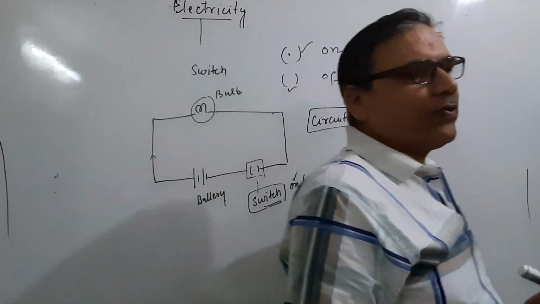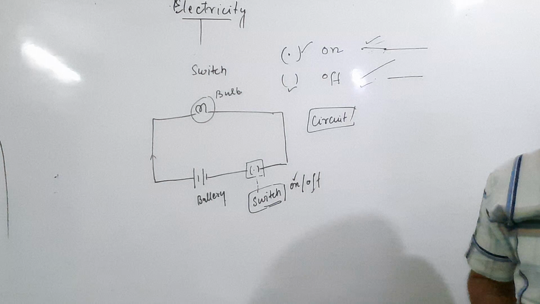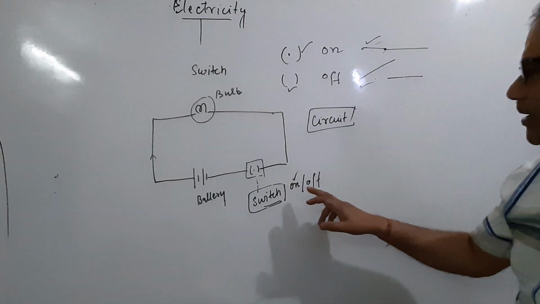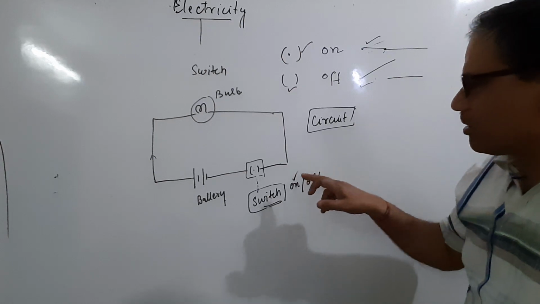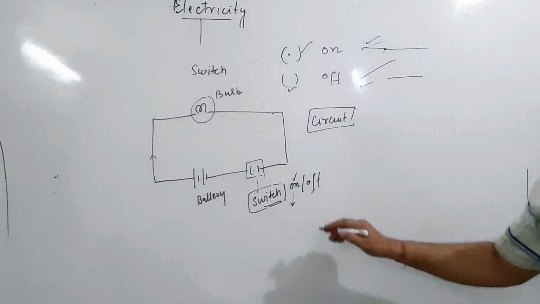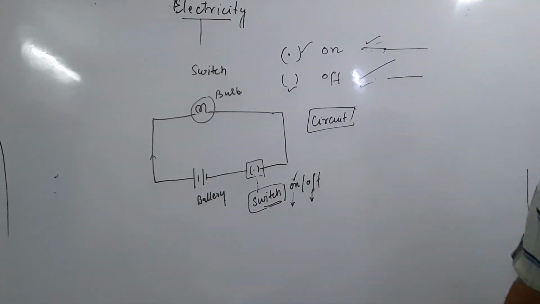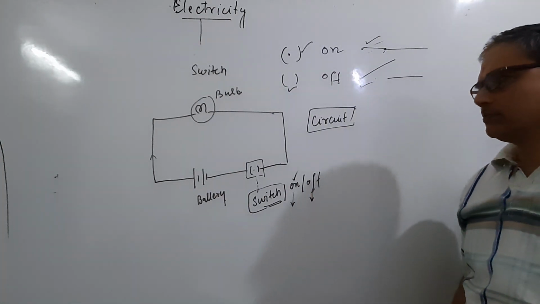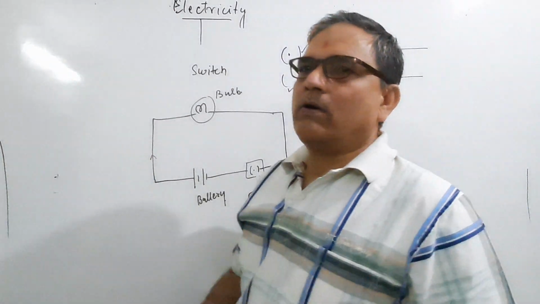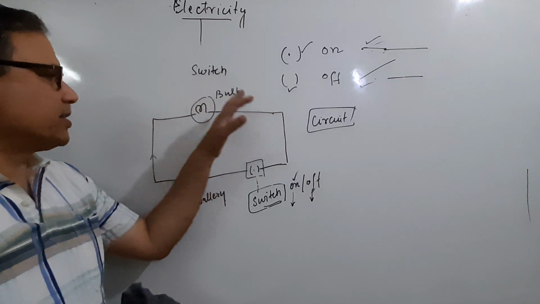What is the function of the switch? The switch opens or closes the circuit, either breaking the circuit or completing it. On means completing the circuit, off means breaking the circuit. And now a new word is added: circuit. What is a circuit? This is a complete circuit.